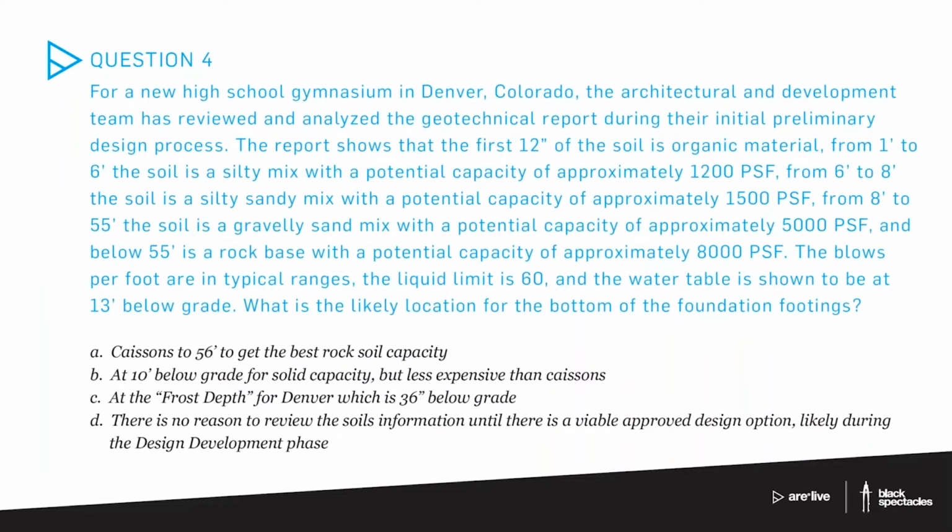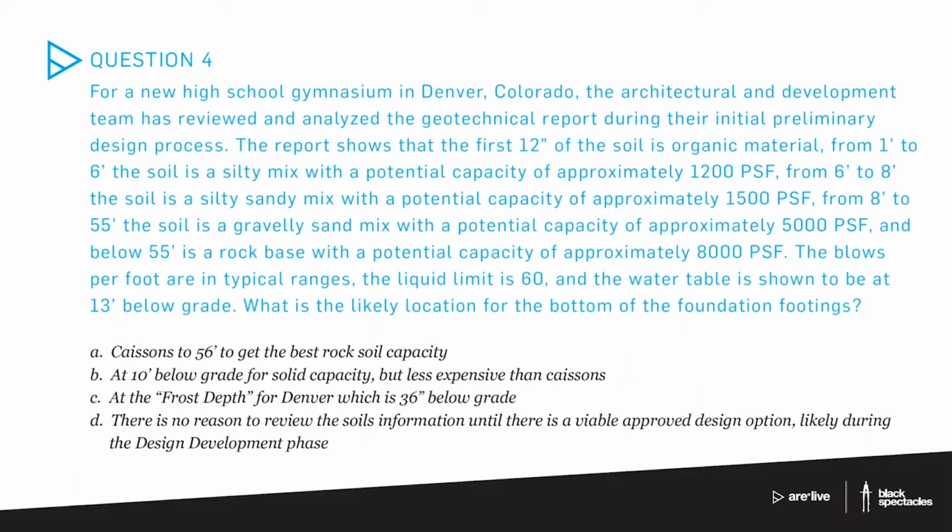Okay, for our new high school gymnasium in Denver, Colorado, the architectural and development team has reviewed and analyzed the geotechnical report during their initial preliminary design process. So we're talking very early on, preliminary process. The ownership team, the development team has gained the geotechnical information. They've gone to geotechnical, so soils engineers essentially. They've presumably done some testing out on the site, and they have a written report that has been given to the development team.